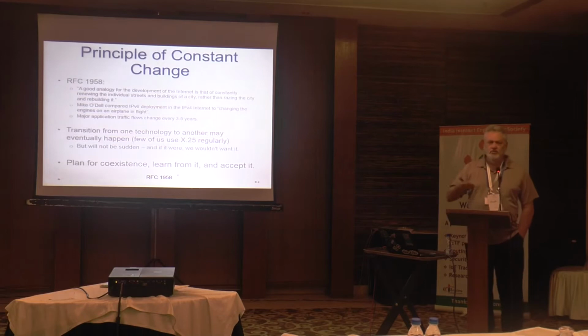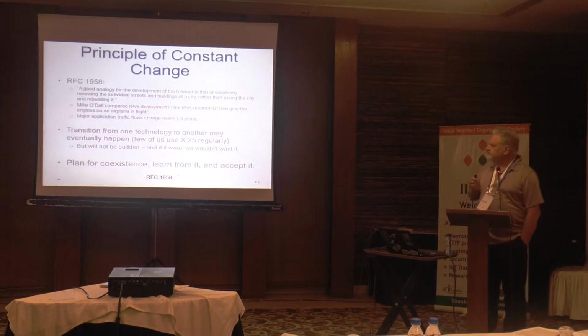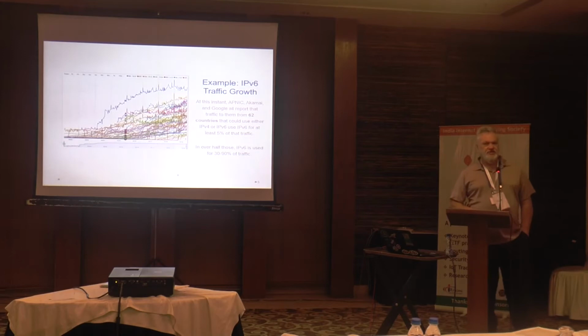So in protocol design, the principle of constant change says presume that things will need to coexist. An example of that is the growth of IPv6. We first published RFC 1883 in 1995. Paul brought that up earlier today. And we did some trial deployments. We learned some things about it, tweaked some things, and published RFC 2460.